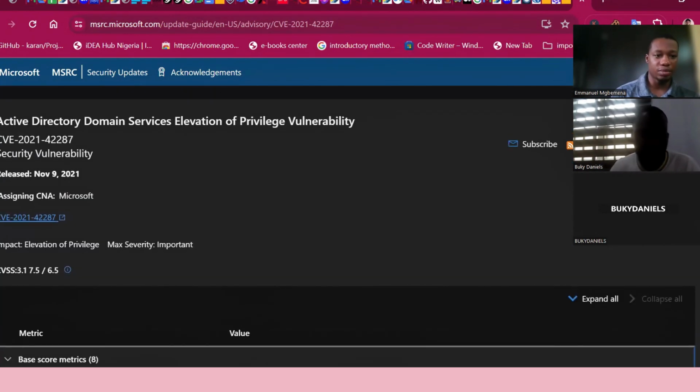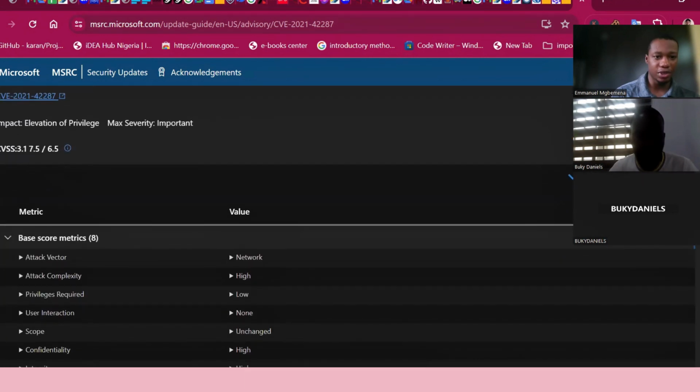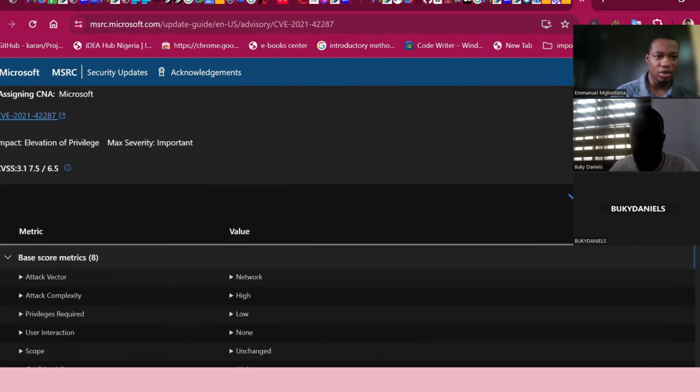So this is the scoring. It's based on severity. So here, impact is the elevation of privilege. That's the impact of this vulnerability being exploited. Severity is important, and these are the base score metrics, the way they scored it. Again, I think this is Microsoft. This is MSRC. Let's see what this implies.